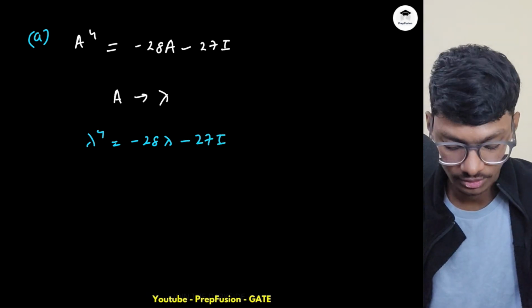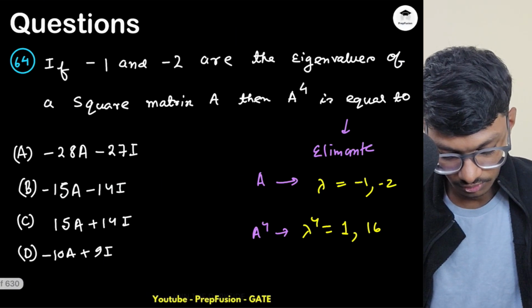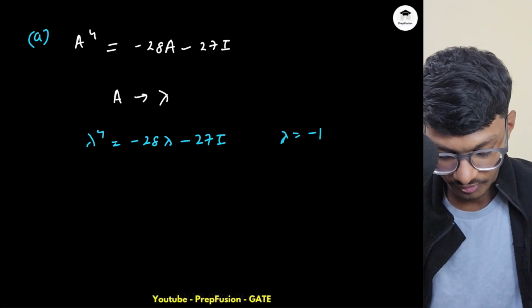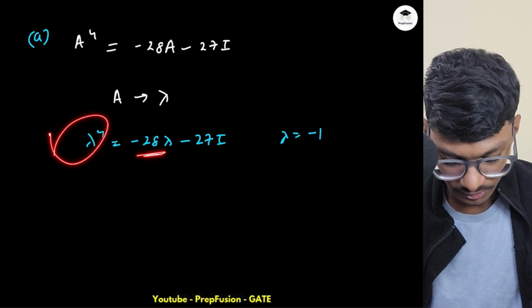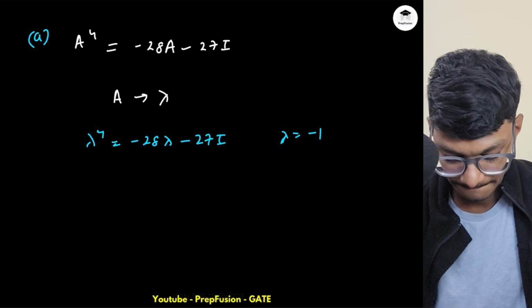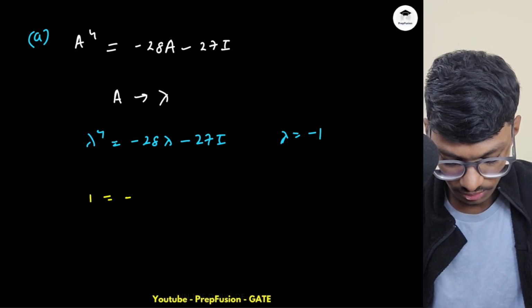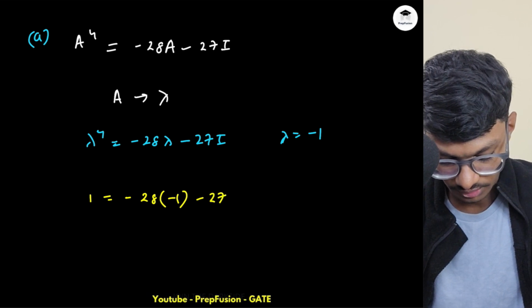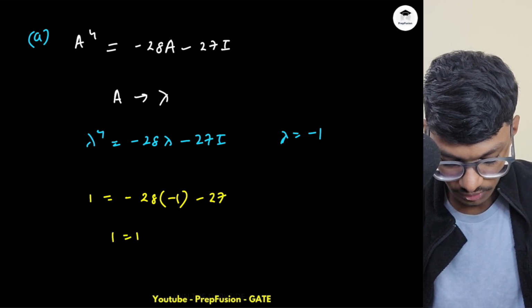Now you put lambda equals to -1 and -2, and check whether these are satisfying or not. So first I will put -1. If I put -1 over here, this is 1, and this is -1. So this is equal to 1. So if I put -1, this is 1 equals to -28 times -1 minus 27. So this becomes 1. So 1 is equal to 1, which is true.